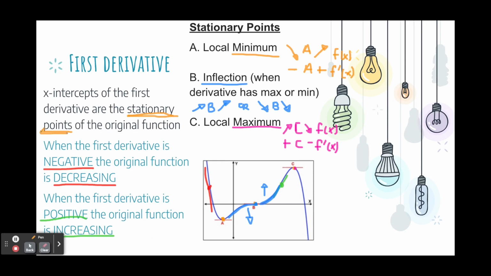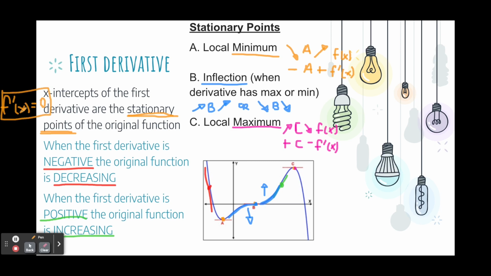Stationary points is when our first derivative, which is what we're doing all the time in this course, is equal to 0. So we're asking ourselves, when is the first derivative equal to 0? And that's the same thing as saying the x-intercepts of the first derivative, right? So we're looking at when our first derivative is equal to 0.